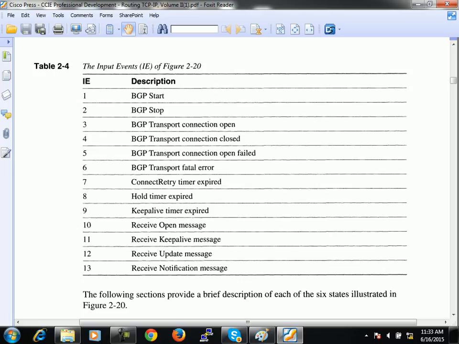Guys, have you understood all those things which I discussed with you related to BGP till now? Great. So BGP is the only protocol which is completely reliable, because all types of BGP messages are transported over TCP.